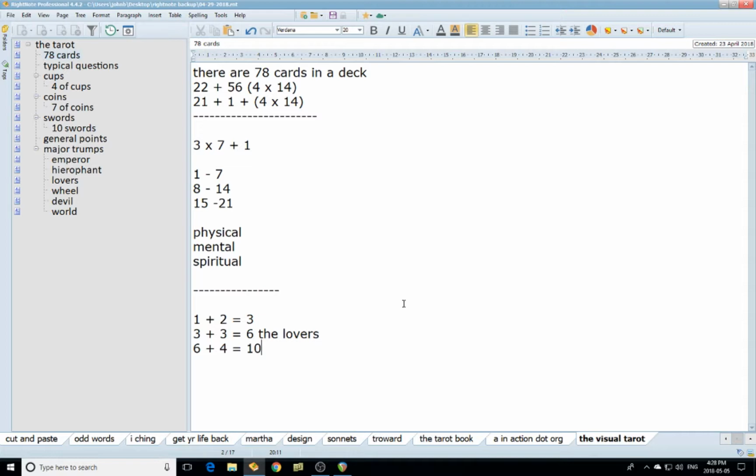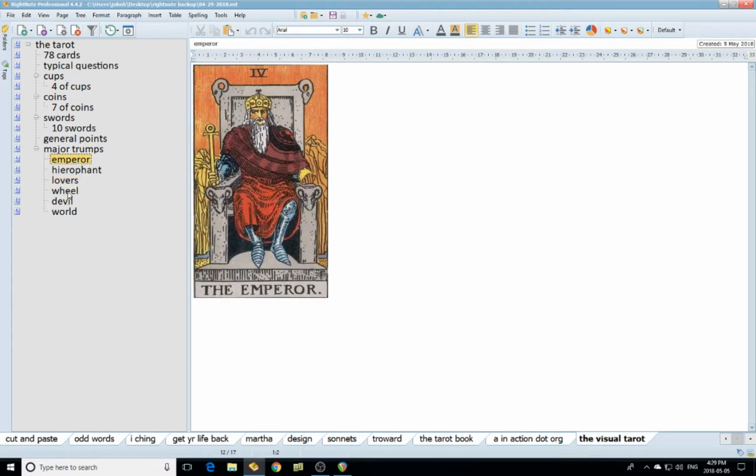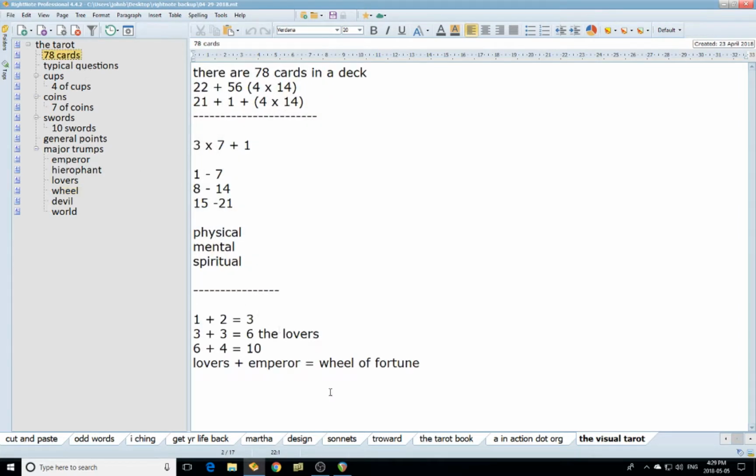So we have the Lovers plus the Emperor equals the Wheel of Fortune. And that's where I wanted to stop for the moment and consider what that means. So we've got the Lovers, and we can look at the picture. There's the Lovers plus the Emperor equals the Wheel of Fortune. And so I'm suggesting that we spend some time, or we come back to this now and again and think about what it might mean.